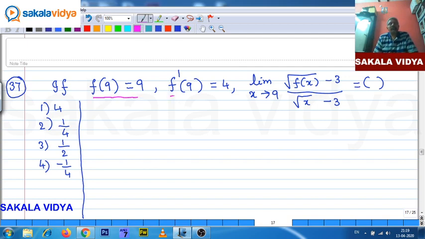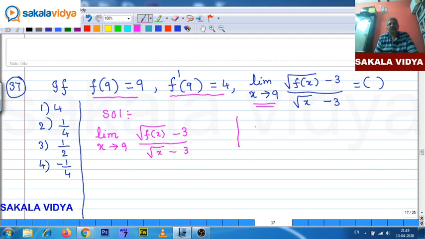F of 9 is equal to 9, f dash 9 is equal to 4. Limit x tends to 9, root f of x minus 3 by root x minus 3, we need to find. Okay, now the solution. First, substitute the limit: root f of 9 minus 3 upon root 9 minus 3. F of 9 is equal to 9, root 9 is 3, so 3 minus 3 by 3 minus 3, 0 by 0 form.